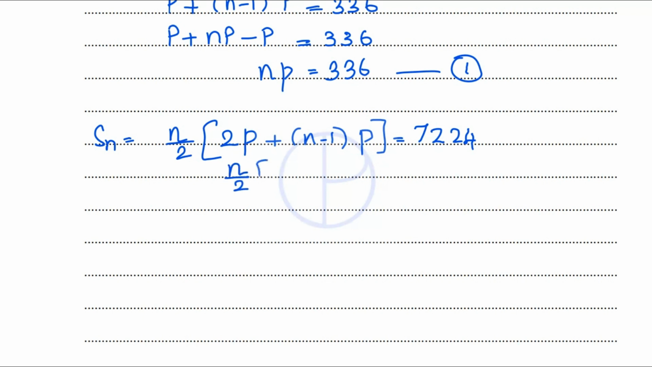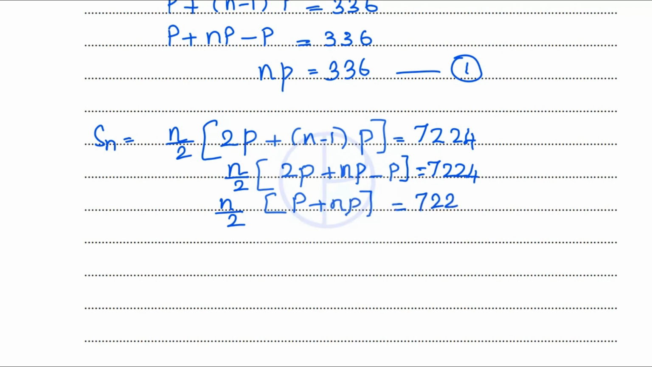N over 2 multiplied by 2p plus np minus p equal to 7,224. So n over 2 multiplied by 2p minus p is p plus np equal to 7,224. Let's take p also commonly.